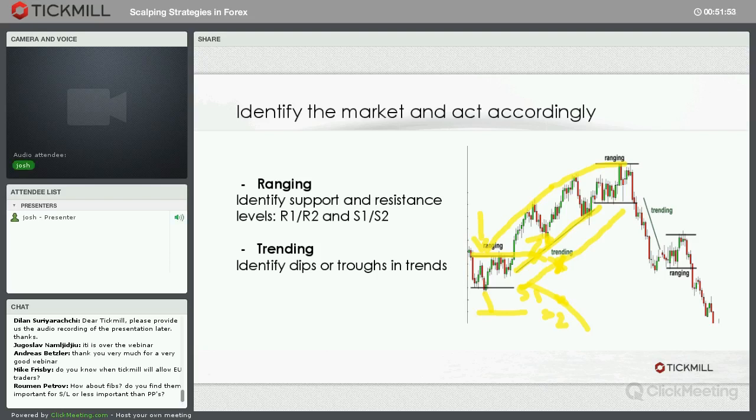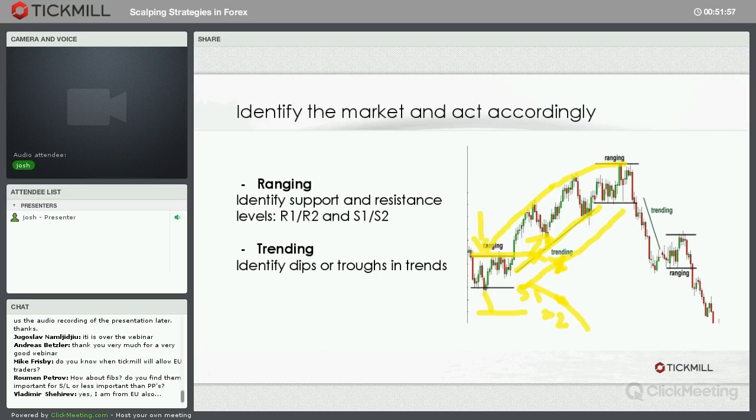Mike, you're asking, do you know when Tickmill will allow EU traders? Best way to get that answered is get in touch with your account manager or just write to support. Same answer to you, Vladimir. Best to get in touch with support at Tickmill. They will be better able to guide you if and when they will accept EU traders.